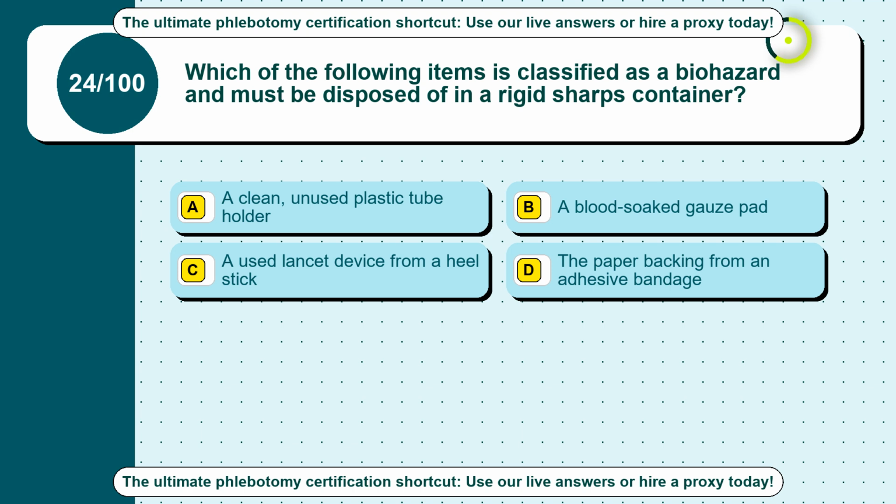Option A. A clean, unused plastic tube holder. Option B. A blood-soaked gauze pad. Option C. A used lancet device from a heel stick. Option D. The paper backing from an adhesive bandage.